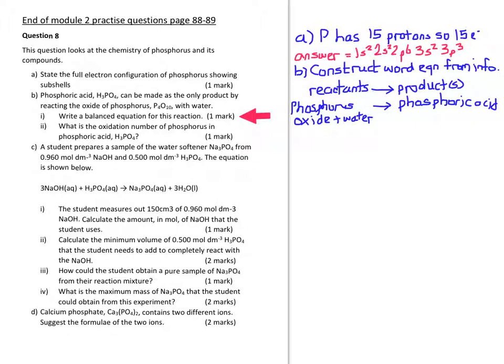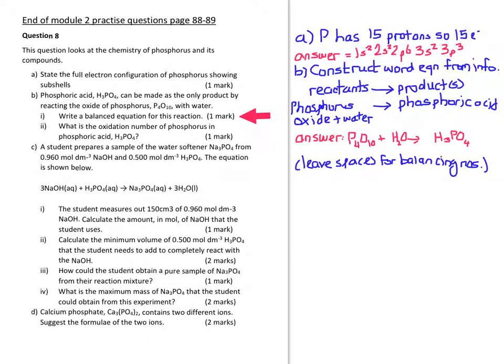So now we can put in the formulae. My advice would be to leave spaces for the balancing numbers. Because I know that I've got 4 phosphoruses on the left-hand side, and I have H3PO4 on the right, which has 1 phosphorus in it, that becomes a 4. And now because I have 12 hydrogens on the right-hand side and 2 on the left, I need 6 oxygens. Sorry, 6 waters, I should say. Okay, so now we can go on to the next part.